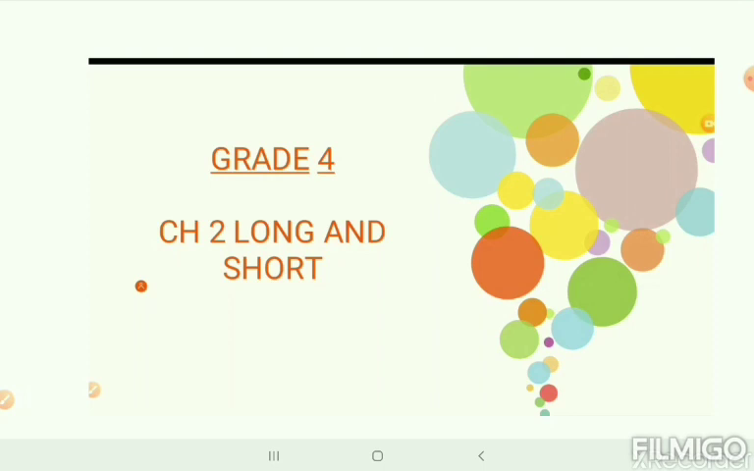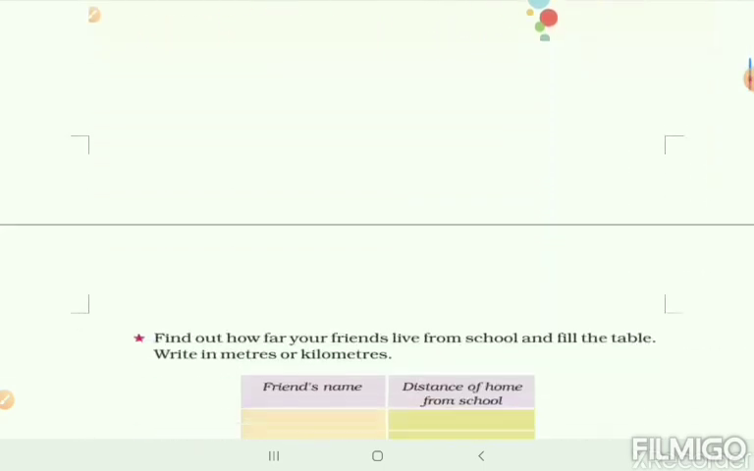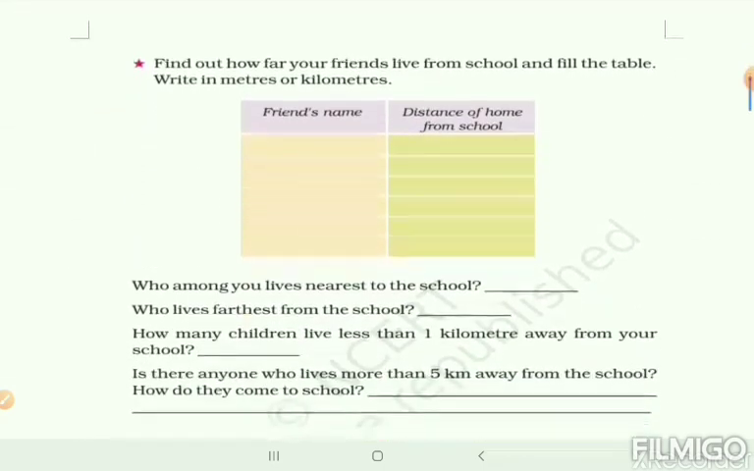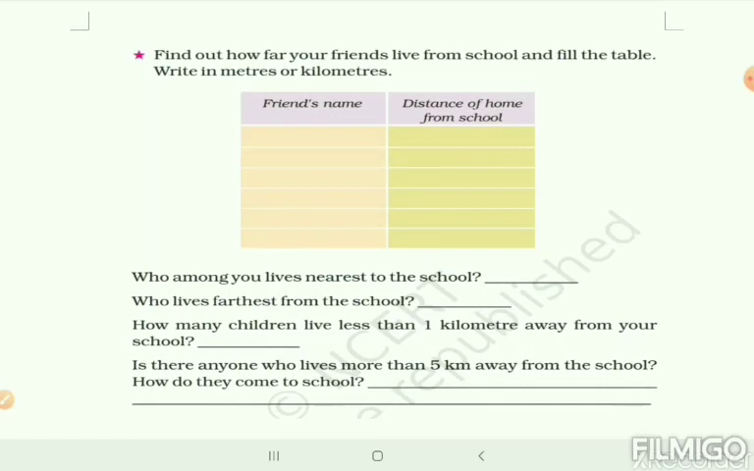Please open page 21 of your textbook. Page number 21. This is the question which is given. Find out how far your friends live from school and fill the table, write the meters or kilometers.